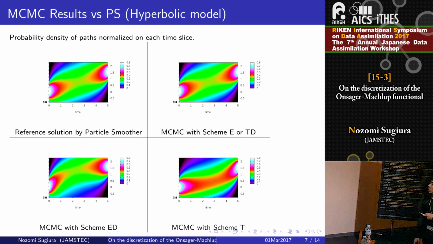Here's the result for MCMC. This one is the reference solution by the particle smoother. Time goes this way, this is the state variable, one-dimensional, and this is the probability density of a path normalized on each time slice. You can see the MAP estimate is almost a straight line. If you solve this with E or TD, Euler or trapezoidal with divergence, you can get almost the right answer. But if you use ED or T, obviously they are wrong.